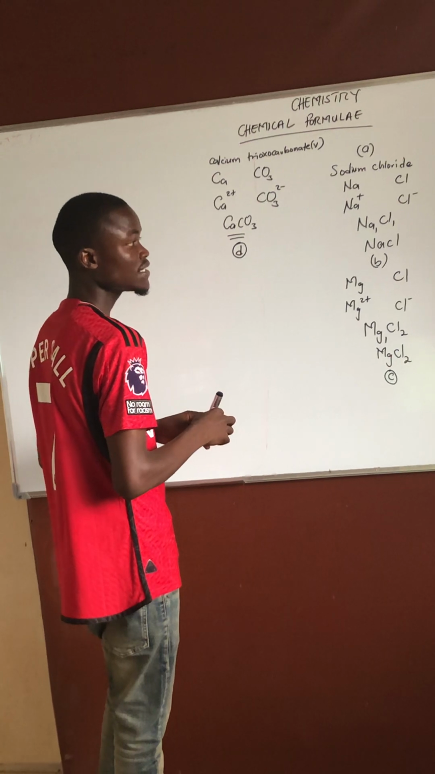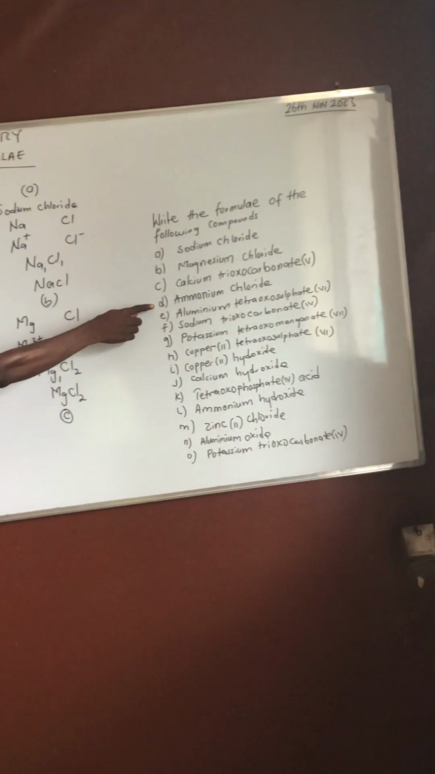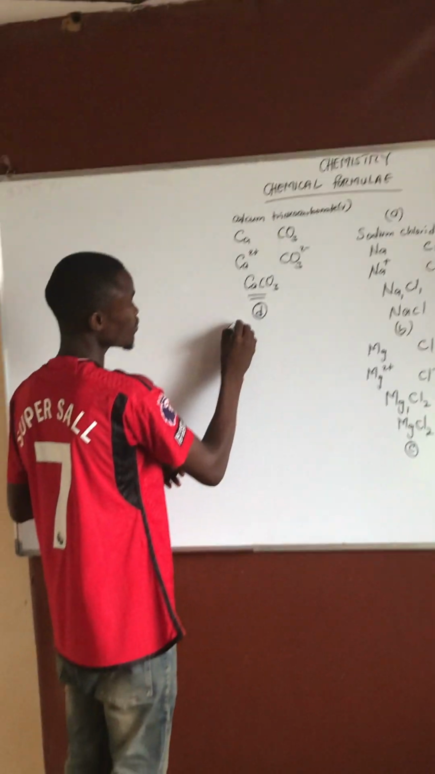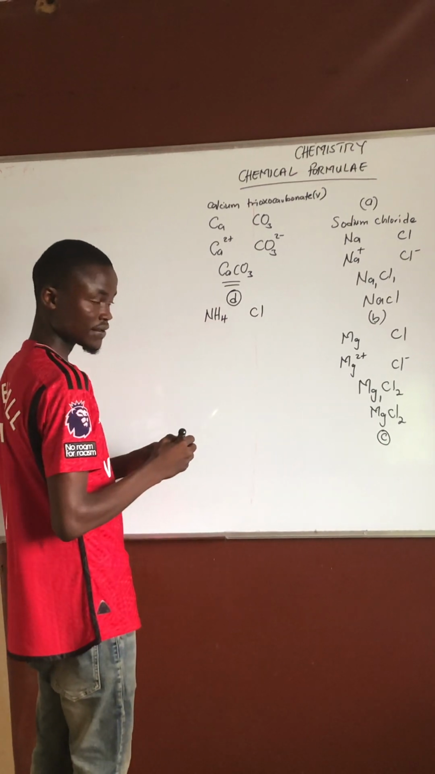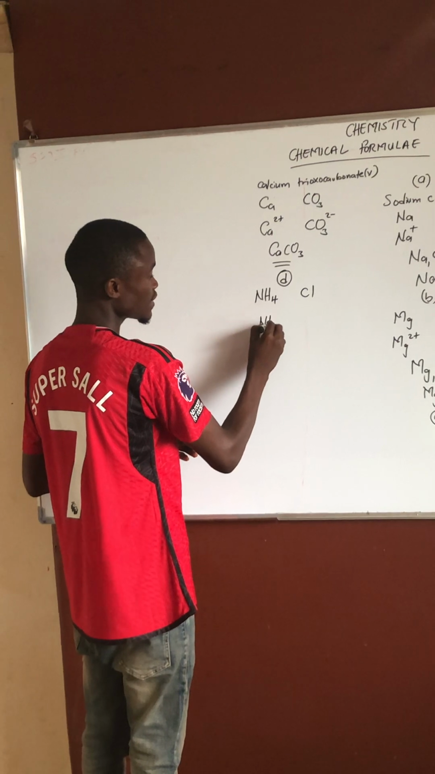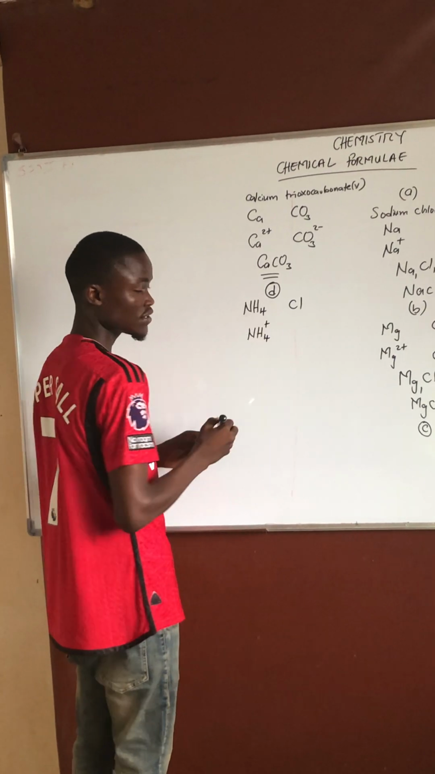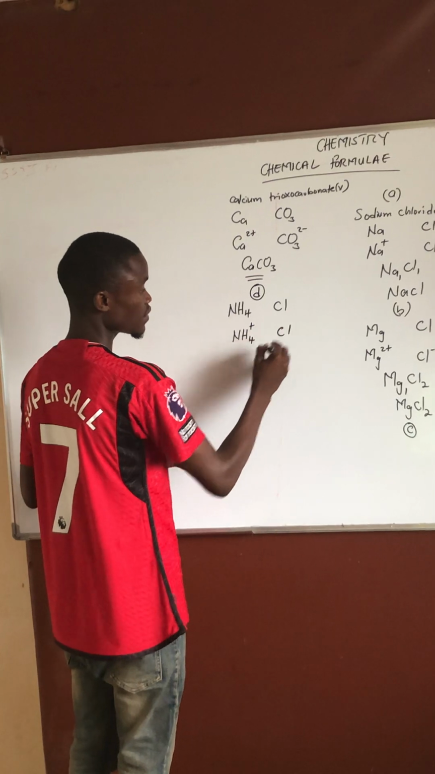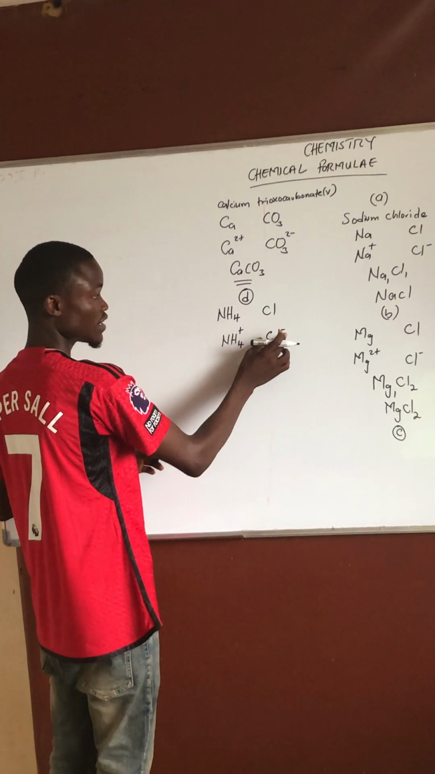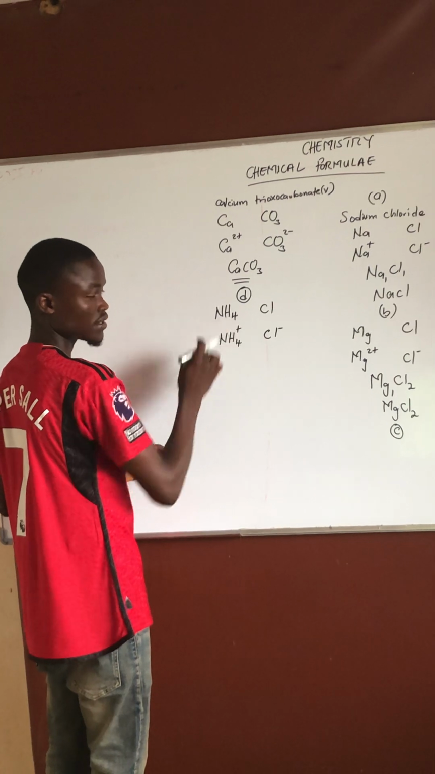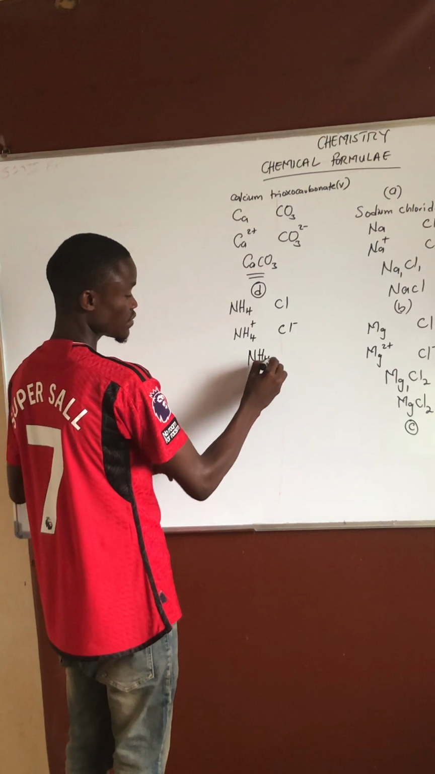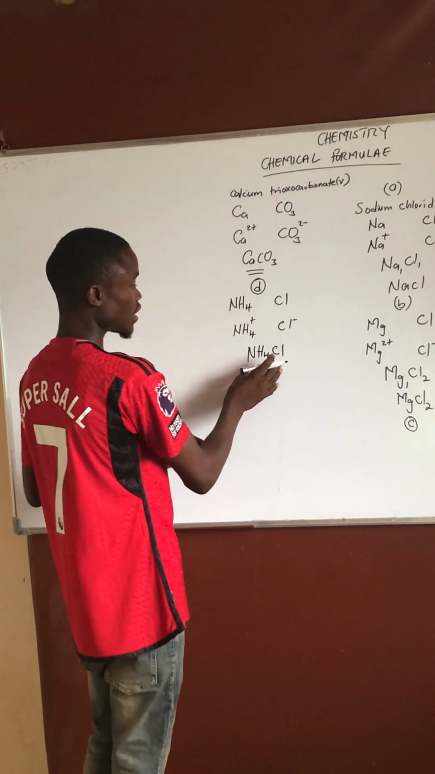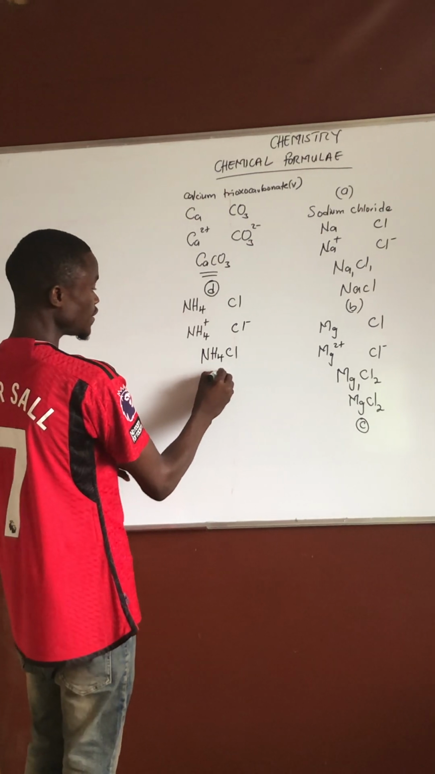Then you go for D. This says ammonium chloride. The chemical formula for ammonium is NH4, while for chlorine is Cl. So NH4 has an oxidation state of +1. For chlorine it is minus, so a valency of 1. This also has a valency of 1. So when you interchange now, it will give you NH4Cl. So this is ammonium chloride.